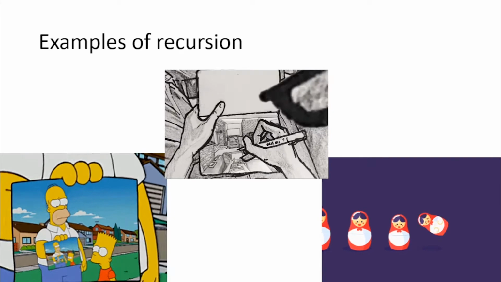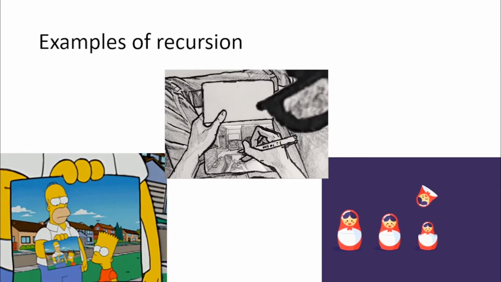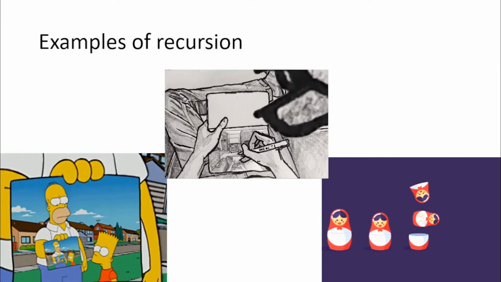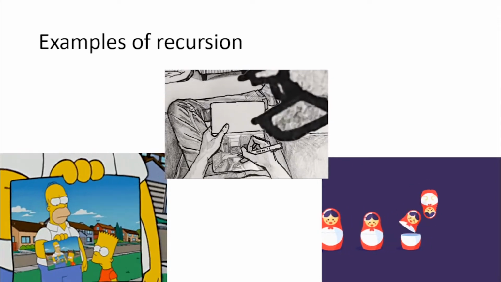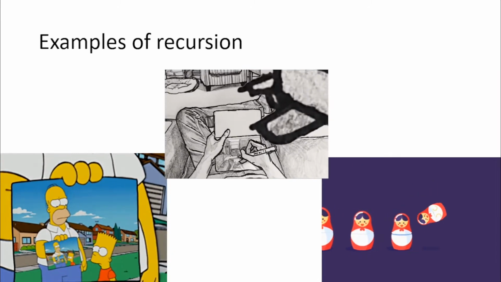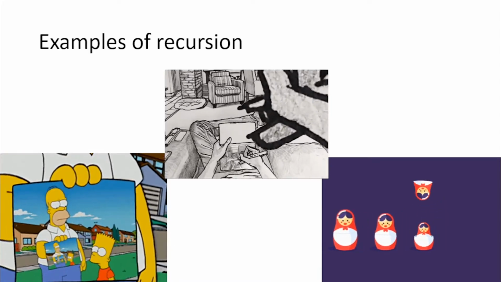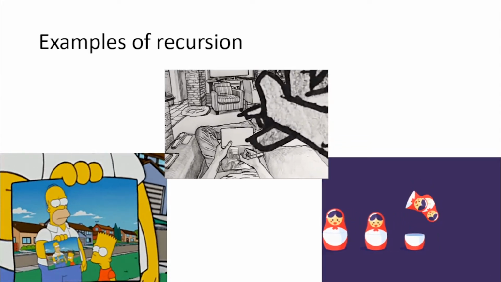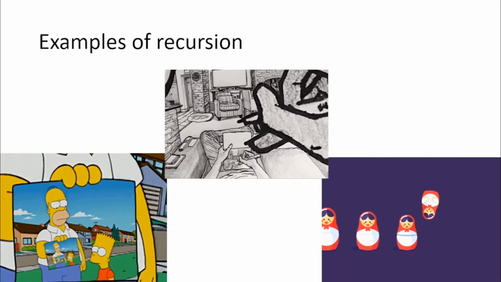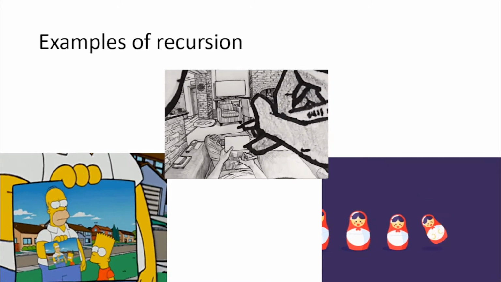Even the Russian doll thing, where we have a big doll, and inside that there's a smaller one of the same, completely identical to the bigger one, and again inside that there is another small one which is identical. So that is a case of recursion.